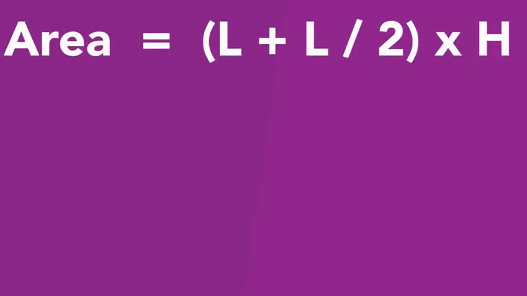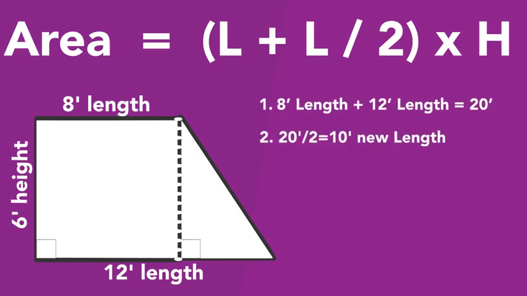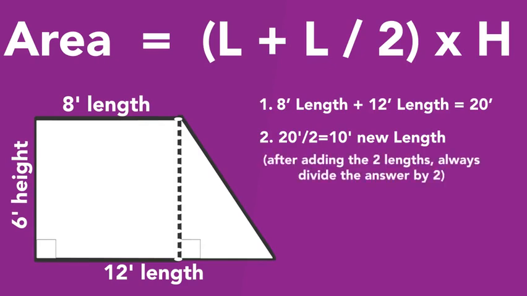Some parcels will be trapezoids, which are like rectangles but have uneven sides. The formula to find the area of a trapezoid is area equals length plus length divided by 2 times height. What is the area of this trapezoid? Steps. Number 1, 8-foot length plus 12-foot length equals 20 feet. Number 2, 20 feet divided by 2 equals 10-foot new length. After adding the two lengths, always divide the answer by 2. Number 3, 10-foot length times 6-foot height equals 60 square feet.